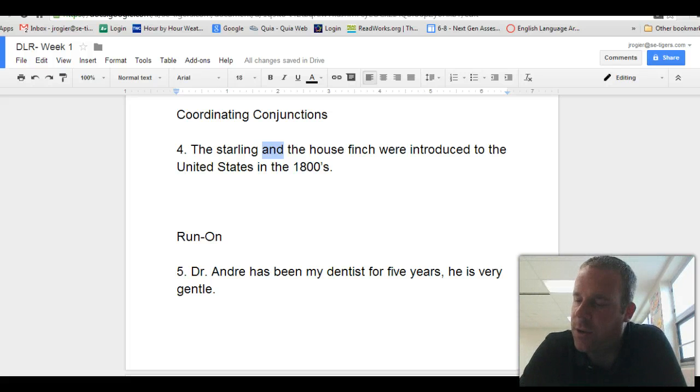He is very gentle. The run-on sentences happen because you have 2 independent clauses that are put together, but they're not really given anything to separate them. And so when you just go comma and then you start your next sentence, that's not correct. So you can do a couple things. One thing you can do is you can just make a period and then capitalize the H, and then you have he is very gentle. Dr. Andre has been my dentist for 5 years. He is very gentle. You could have put a semicolon in there. You could have possibly done comma conjunction. All things that we'll talk about as the year goes on.